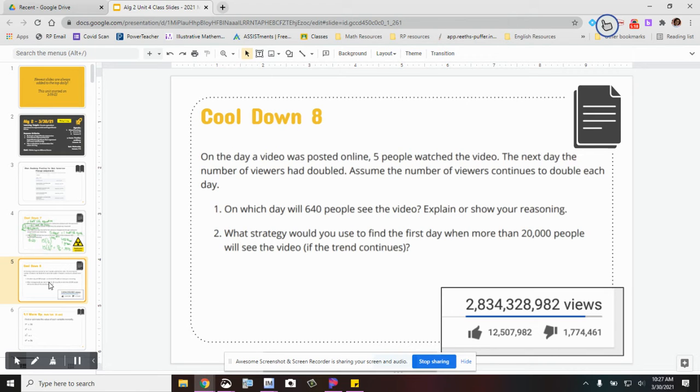On the day a video was posted online, 5 people watched the video, and the next day the number of viewers had doubled. That right there is looking like a rate to me. That's our growth rate. It's doubling each time. So we are starting with 5 people, doubling each day that we're going through this, and we want to now know how many days it takes for this to equal 640 subscribers.